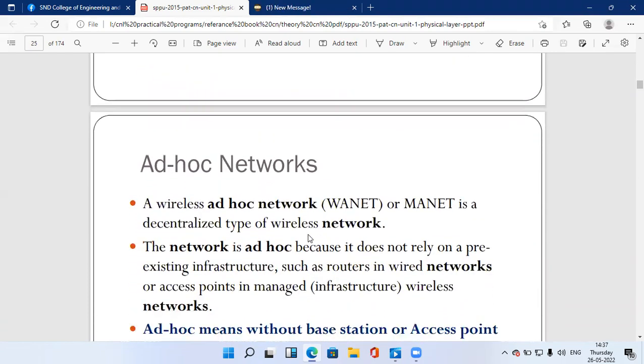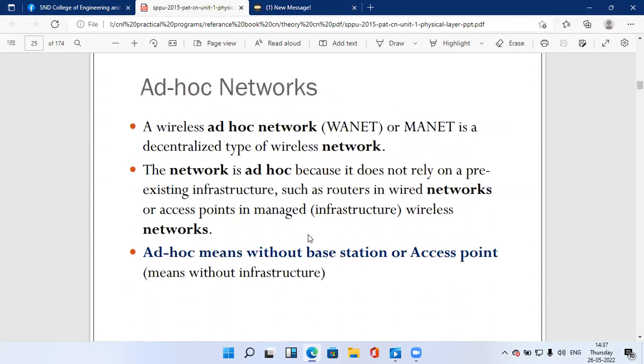After that, the last point is ad hoc network. So what is an ad hoc network? A wireless ad hoc network, also called WANET or MANET, is a decentralized type of wireless network. The second point is that the network is ad hoc because it does not rely on a pre-existing infrastructure such as a router in a wired network or an access point in a managed wireless network. The third point is ad hoc means without base station or access points.